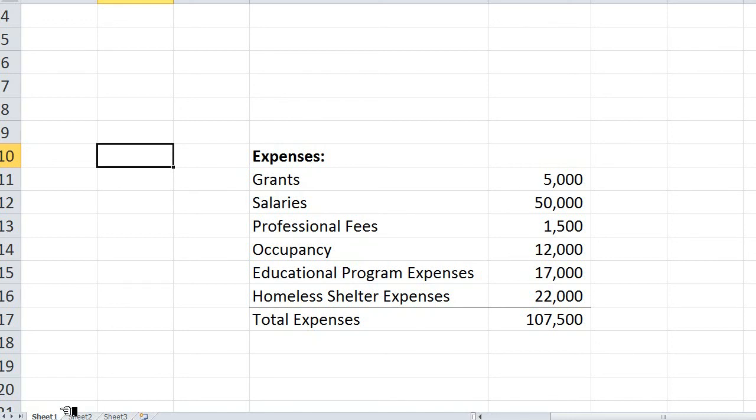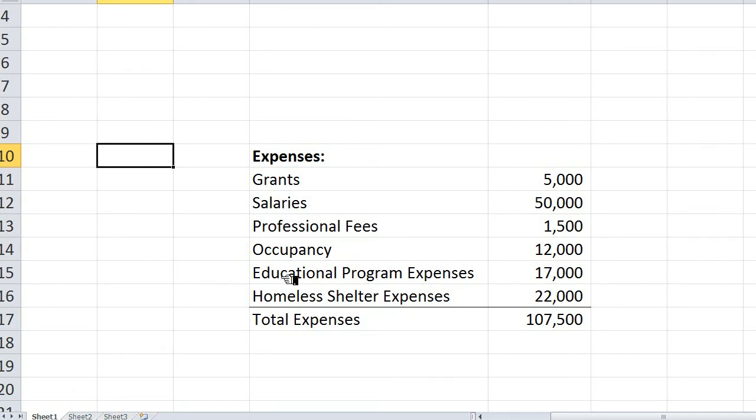So now let's look at a typical way that a small organization might show its expenses on an Excel spreadsheet or something that they would give to me to prepare their return. And I see this regularly, and so I've just put a little hypothetical expense schedule here. So we see grants, salaries, professional fees, occupancy, and then let's say this organization has two programs, okay? They have an educational program and then they have a homeless shelter.